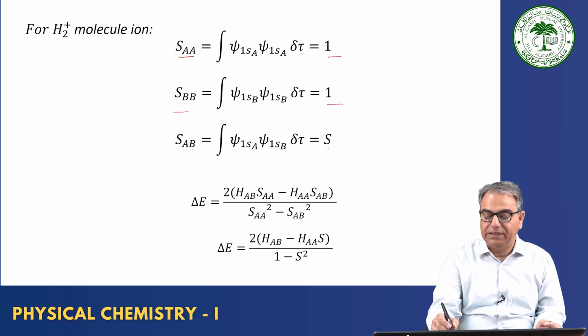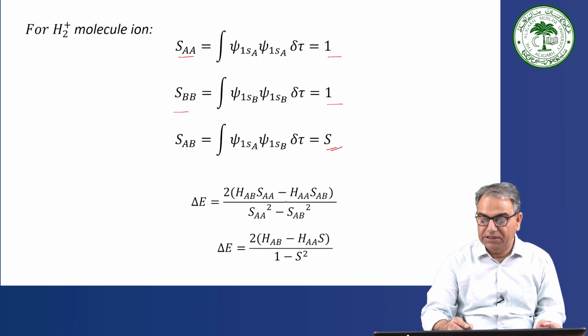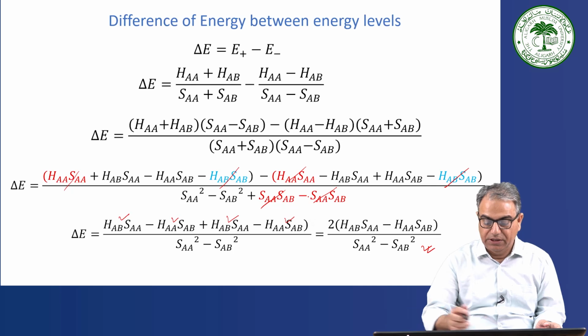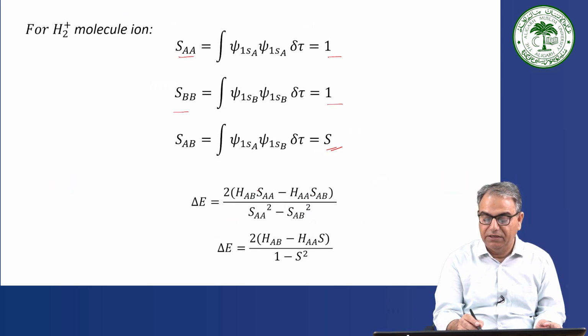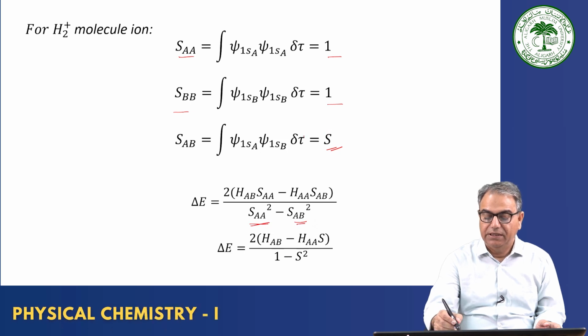And if you write SAB as S, then what can you write? Your delta E will be HAB SA minus HA SAB. You see, HAB SA minus HA SAB. So nothing to do with this one. Numerator remains the same. SA square minus SAB square. So how does it change? The SA square becomes 1 and SAB square becomes S square. Just SAB we have written as psi 1s A psi 1s B as S. So write it S square, and this SAB again becomes S.